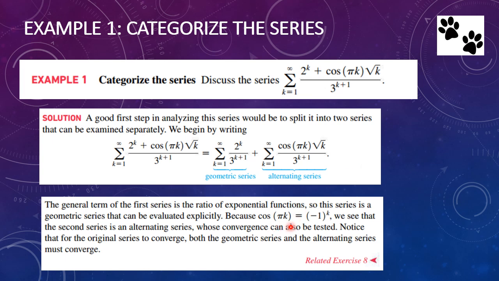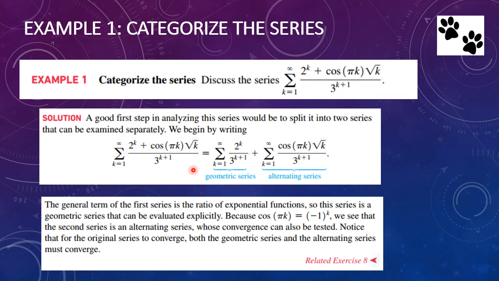Because the cosine of pi k equals negative 1 to the k, remember that cosine goes between 1 and negative 1, especially at values of pi, right? Because this is the x value, remembering from trigonometry. We can see that the second series is an alternating series whose convergence can also be tested.